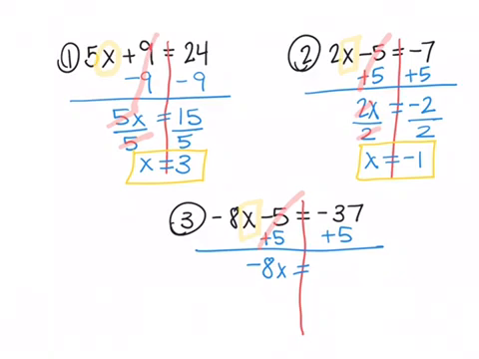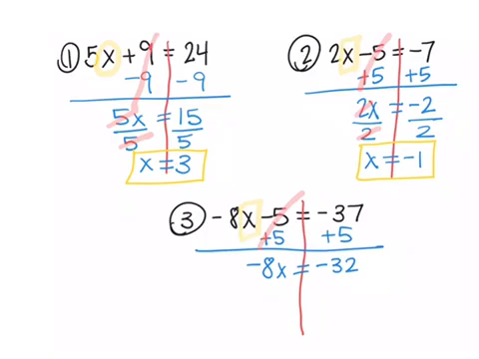So again, we're adding two numbers that have opposite signs. So we're going to subtract them and keep the sign of the bigger number. So 37 minus 5 would give you 32. And then you would make that negative because 37 is your bigger number. So that gets us to here.